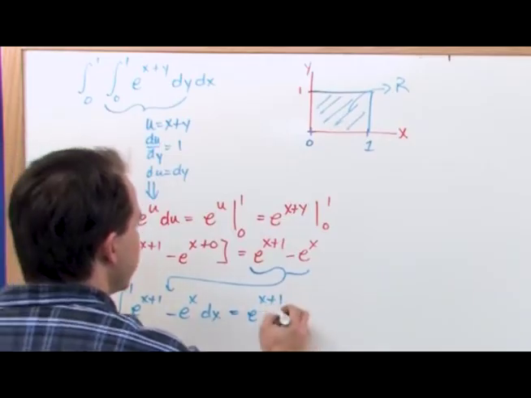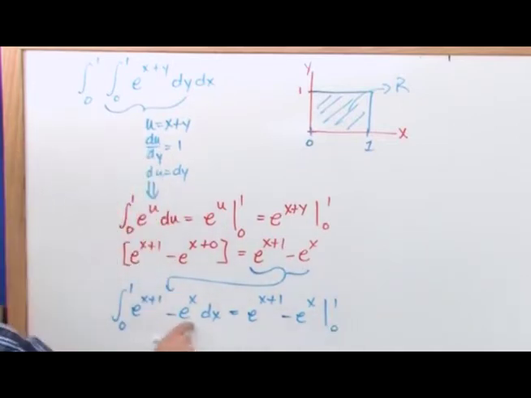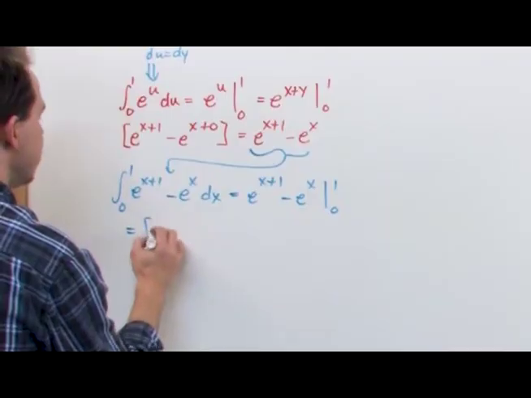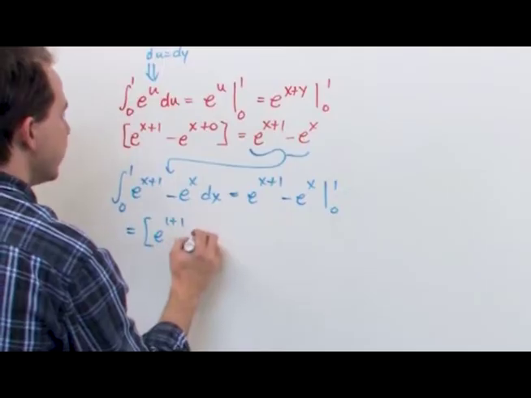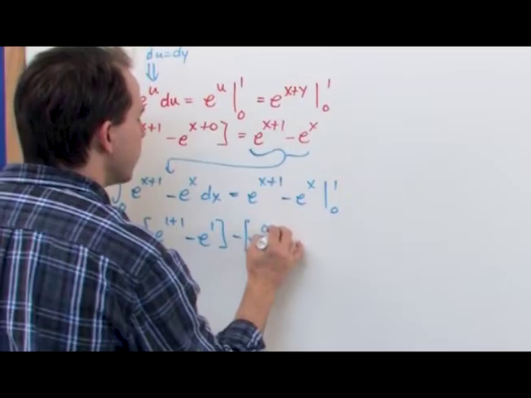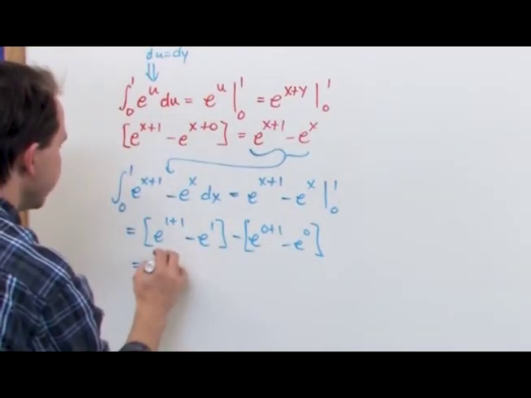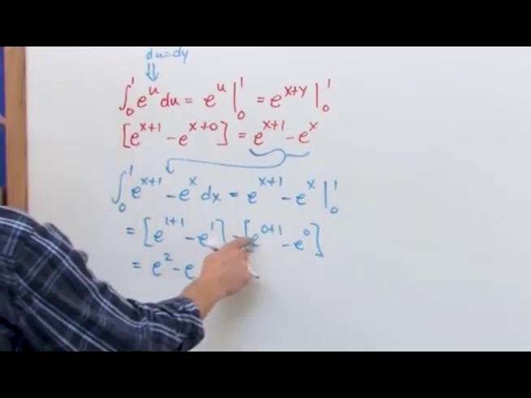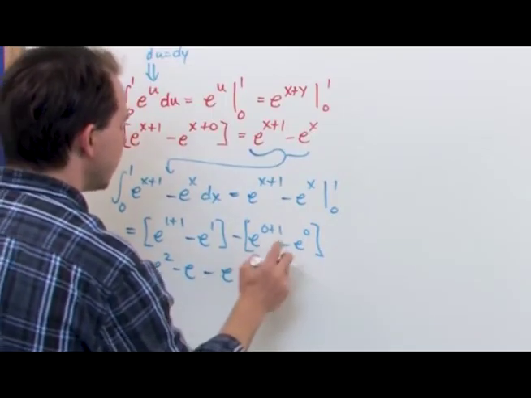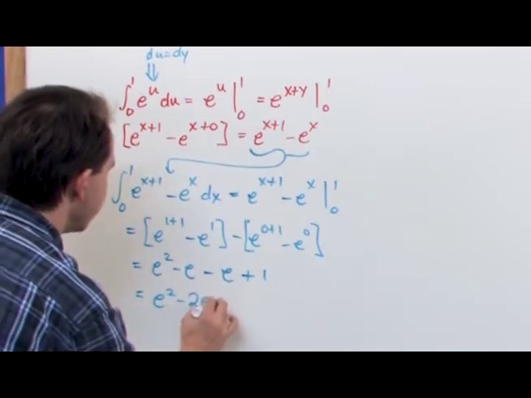And the integral here is just e to the x, and I can evaluate it from 0 to 1. So I just integrated both of them. Okay, and when I plug in for the top, I'm going to have e to the 1 plus 1 minus e to the 1 minus e to the 0 plus 1 minus e to the 0. Okay, so here I'm going to have e squared minus e, and then here I'm going to have minus e plus 1. So I'm going to have e squared minus 2e plus 1.